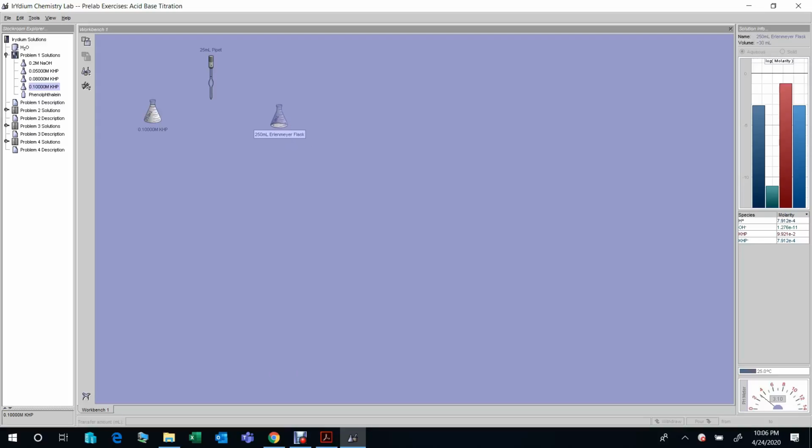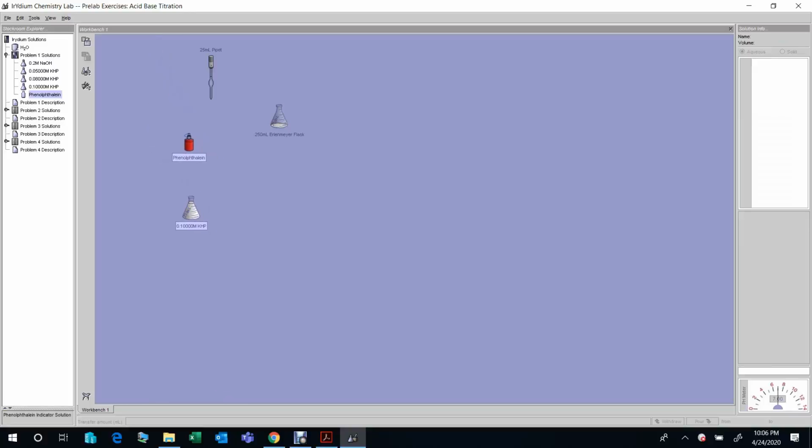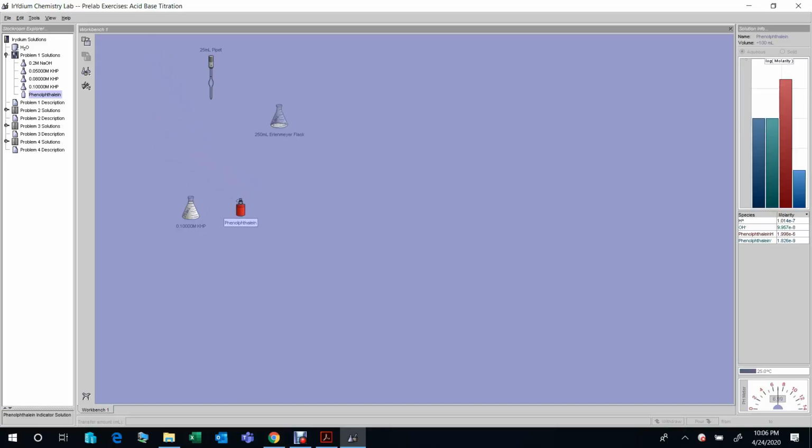And then when we do titration, what else we need? We need the indicator, right? Here's the indicator solution. Phenolphthalein, okay. So it's the indicator solution. Now we want to add a few drops to this Erlenmeyer flask, because this one can serve as indicator.